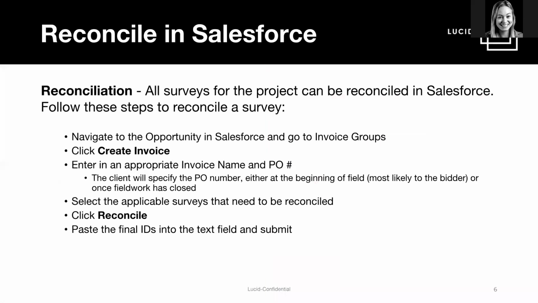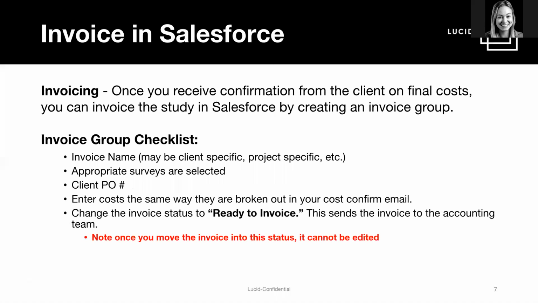Reconciling is the process of telling Fulcrum what completes the client is willing to pay for and what completes the client will not be using due to quality concerns. The reconciliation process for managed services takes place in Salesforce. Listed on your screen here are the steps to reconcile and the steps to invoice in Salesforce. Feel free to pause the video to review these steps more carefully if you would like, but we'll walk through them together using our example.